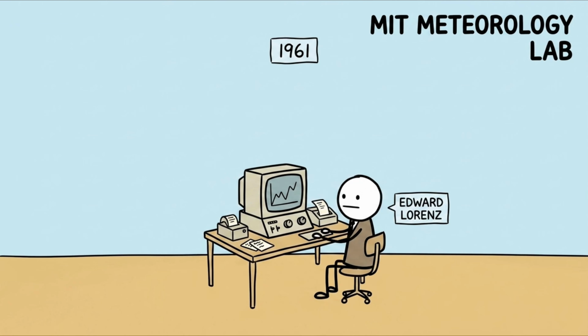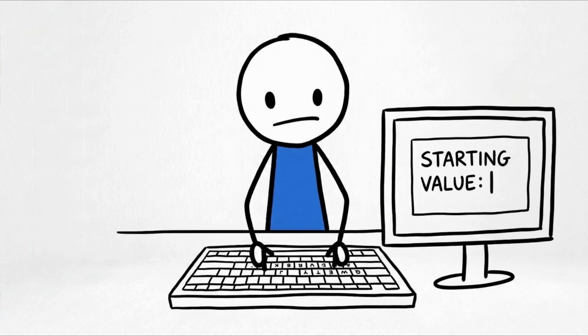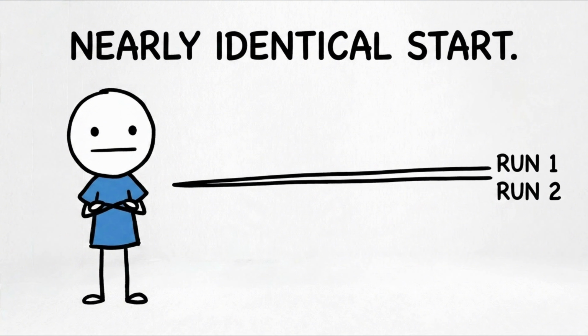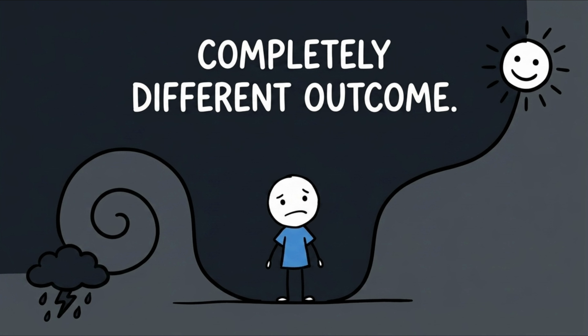In 1961, a meteorologist named Edward Lorenz was running a weather simulation on his computer. He wanted to rerun a particular calculation, so he typed in the starting values manually, but he rounded one number slightly. Instead of 0.506127, he entered 0.506, a difference of less than 1 part in 1,000. He expected the simulation to produce nearly identical results. What he got instead was a completely different weather pattern.